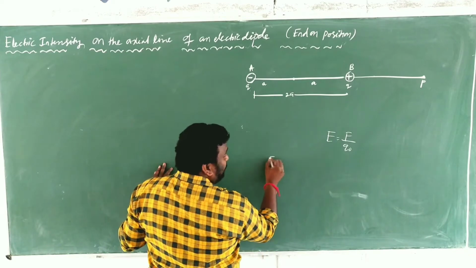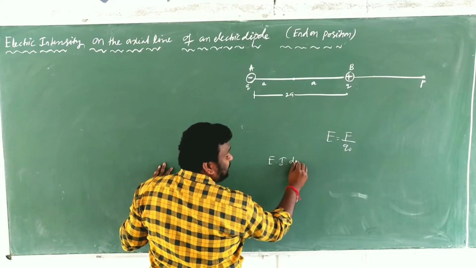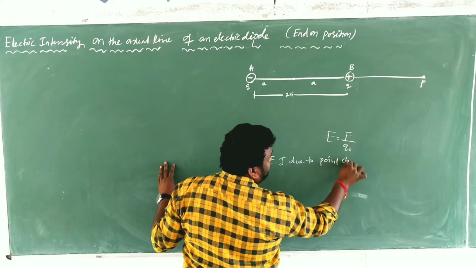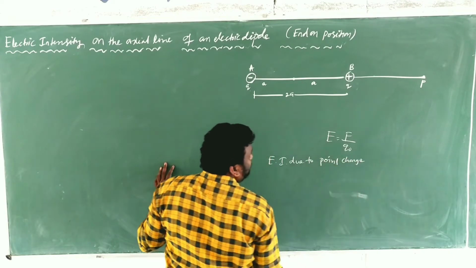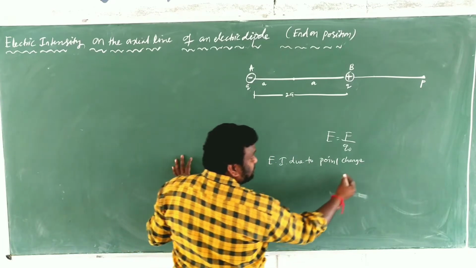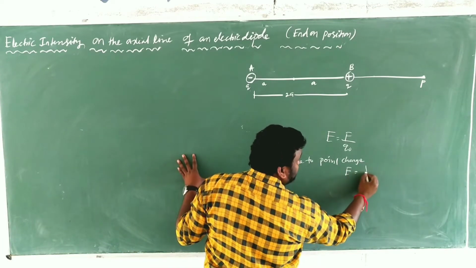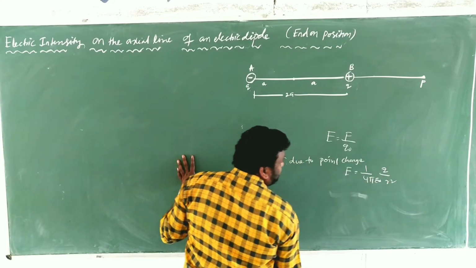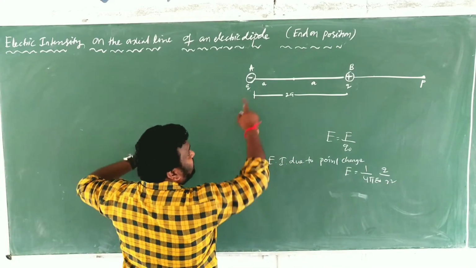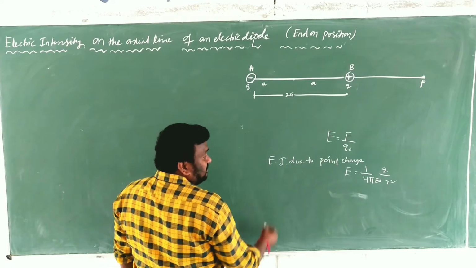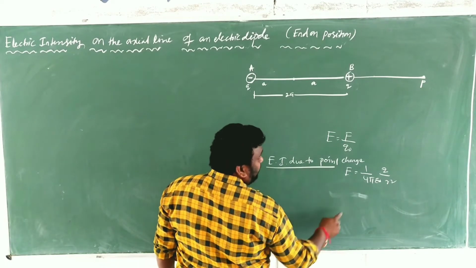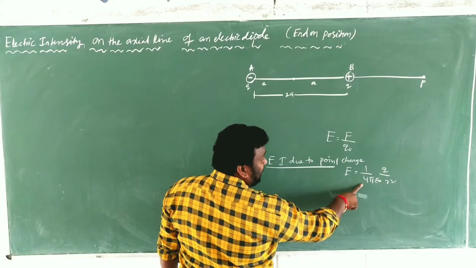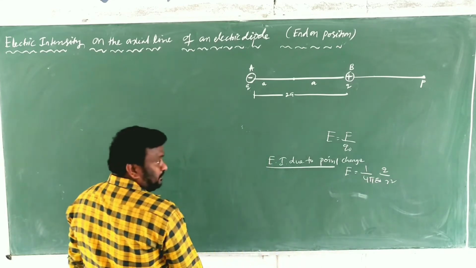And children, we know the electric field intensity due to a point charge. That is given by the formula E is equal to 1 by 4 pi epsilon naught q by r square. So to derive this equation we have to remember these things. Electric field intensity due to a point charge: E is equal to 1 by 4 pi epsilon naught q by r square.